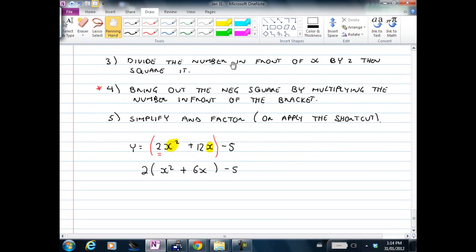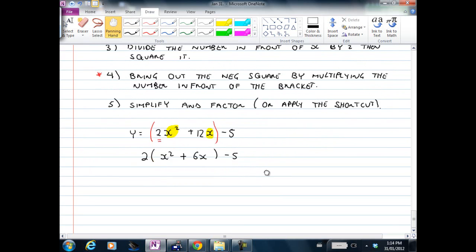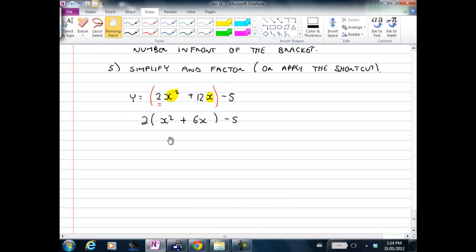Divide the number in front of x by 2, then square it. So look for a number in front of x, whatever the number is. Just Preet, what's the number in front of x? Ooh, no. What number is in front of x? 6. That's the number you're going to focus on. So I'm going to highlight that number for you. So that's the number in front of x. So guys and gals, take a minute, divide this by 2 right now, and square it.